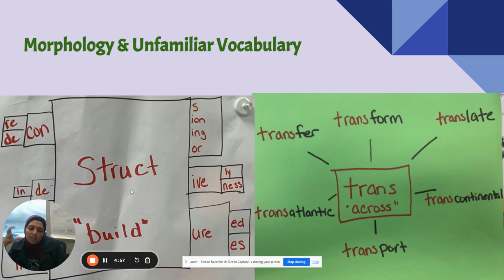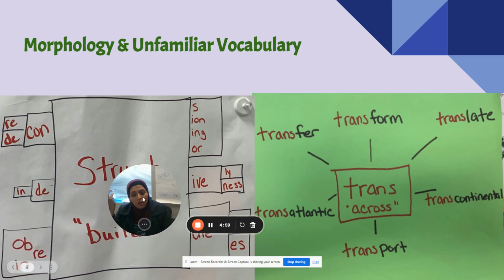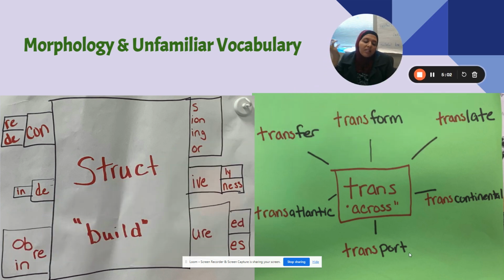So we know that struct is a root word that actually means to build, right? And we know that trans means across. So let's take a look at how many words we can generate by adding prefixes and suffixes to these root words. So in the word trans, which means across, if we say transcontinental, we know what a continent is, and we know that trans means across. So transcontinental means across countries.